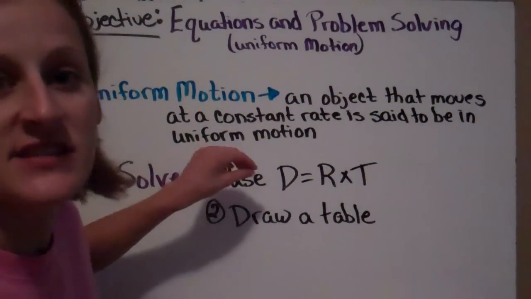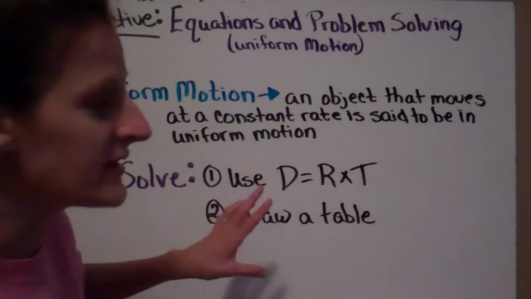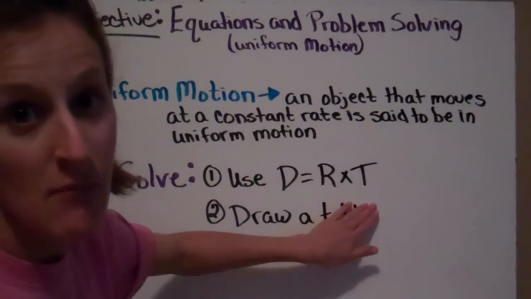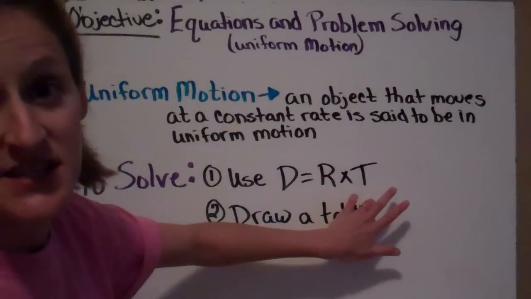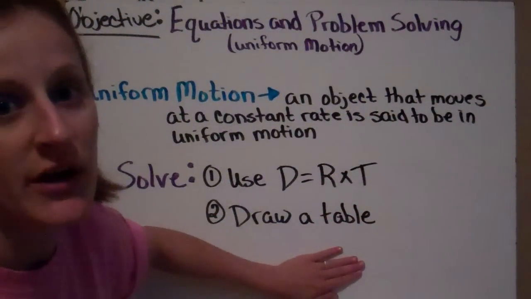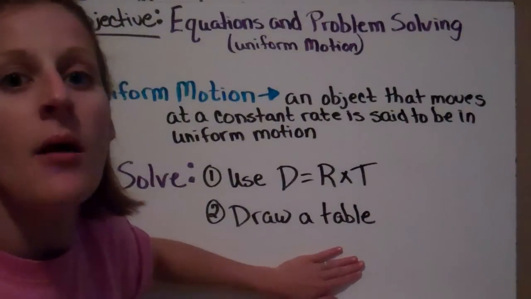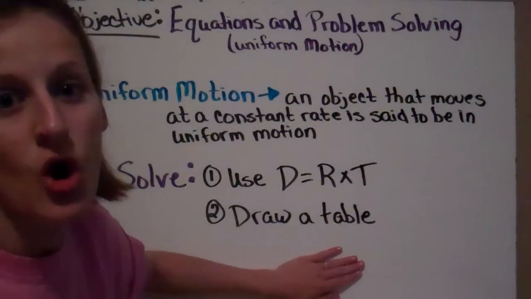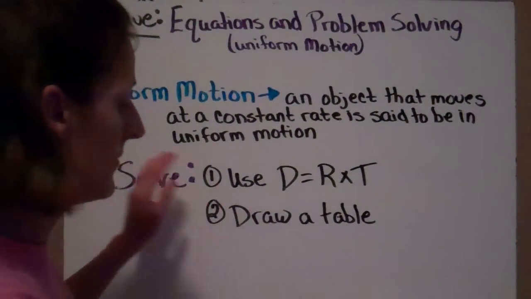So when we have these types of problems, we're going to use two things. The first thing we're going to use is the formula distance equals rate times time. So it's d equals r times t. And we're also going to draw a table. Now the tables are very important. I know it sounds tedious, but these help you organize the actual problem and you can see better what you need to do to solve the problem.